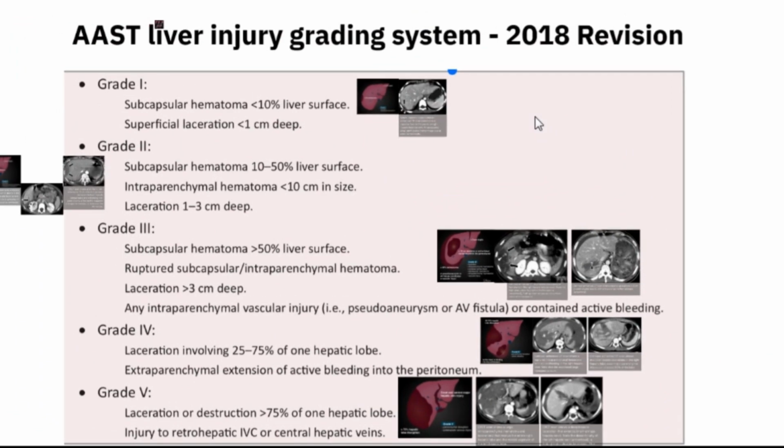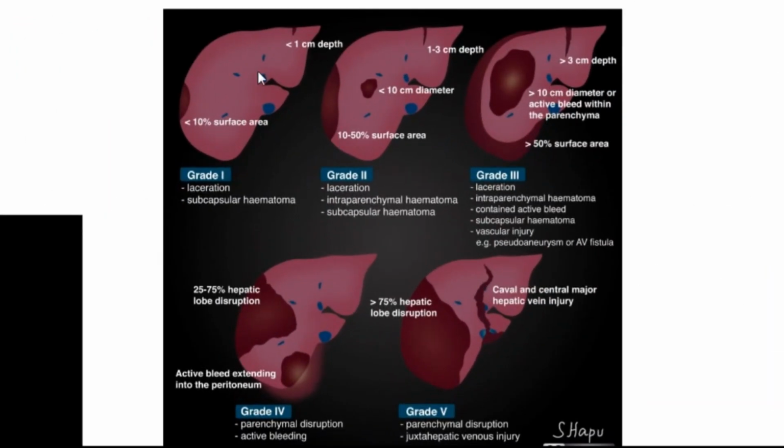So now, in summary, we have 5 grades according to the AAST. So grade 1, regarding the parenchymal depth of laceration, if it was less than 1 cm, it's grade 1. If it was up to 3 cm, it's grade 2. Okay, and you can correlate with the numbers.